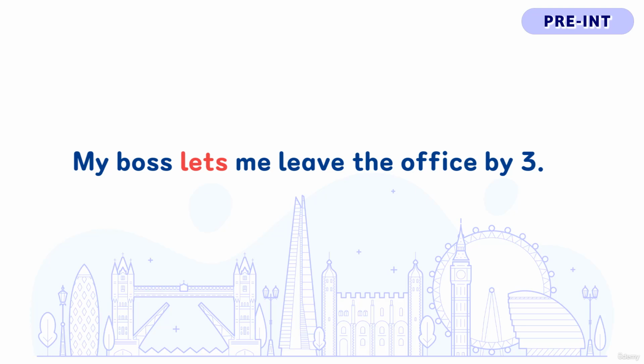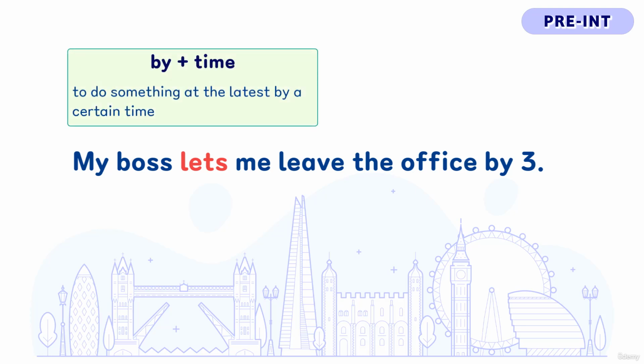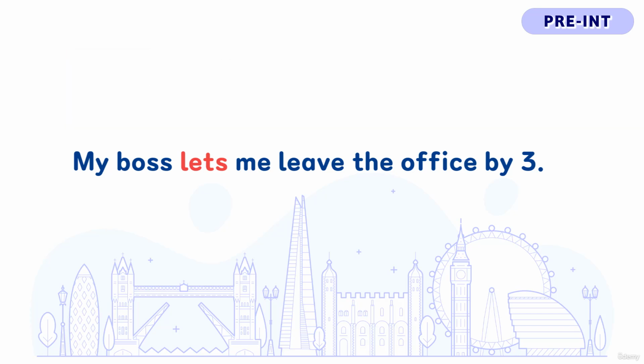The last important phrase is by 3. And when we use the preposition by with time, we're saying that that action happens at the latest 3. So my boss might let me leave at 1 or 2, and at the latest, I am allowed to leave the office at 3. Let's take a look at a few other example sentences.